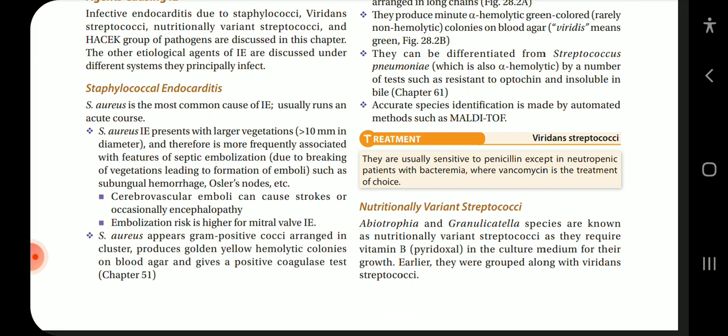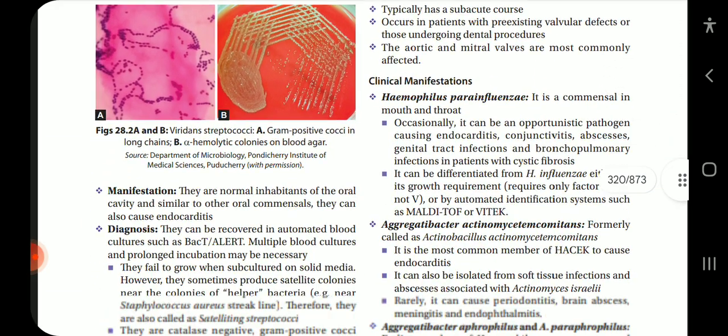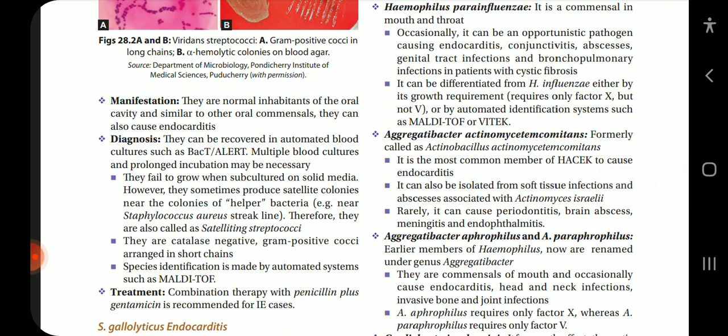Now, coming on to nutritionally variant streptococci. Abiotrophia and Granulicatella species are known as nutritionally variant streptococci, as they require vitamin B6 pyridoxal in the culture medium for their growth. Earlier, they were grouped along with the viridans streptococci. They are normal inhabitants of the oral cavity and, similar to other commensals, they can also cause endocarditis.